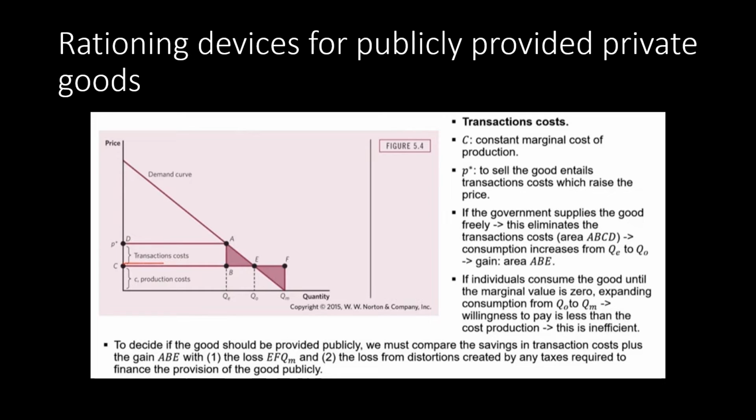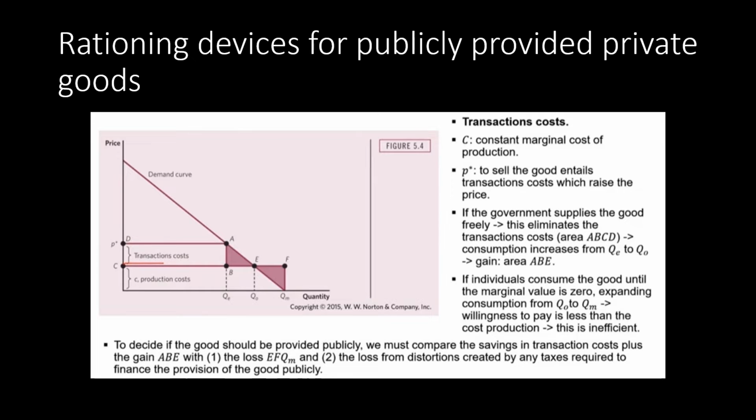And therefore, if the government supplies the good freely, it eliminates the transaction costs. If it supplies the good freely, these transaction costs are not going to be there. The ABCD will not be there. Therefore, consumption increases from QE to Q0. And that is a gain, which is area ABE.